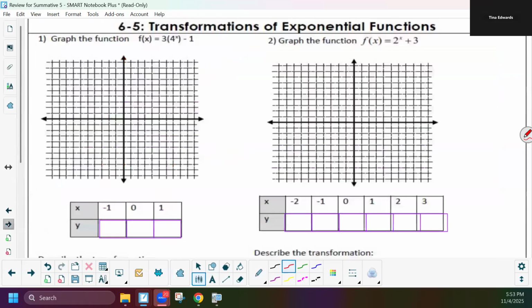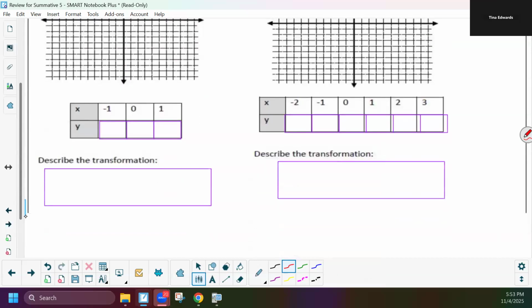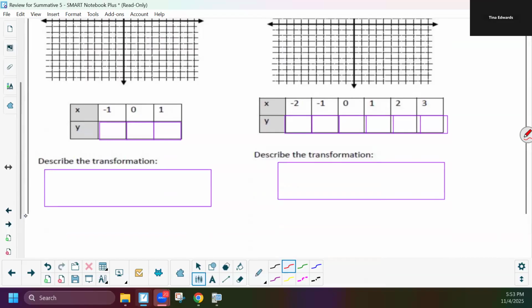For this last one, you would need to graph them and tell the transformation. I'm sure you guys could use your calculator. You could graph it, you could figure out the tables. I'm going to jump down to what happened in each one of these. Looking at the original function, I'm just going to write it again so we can see it all in one. The 3 made it stretch by 3. And then the -1 at the end made it go down 1.